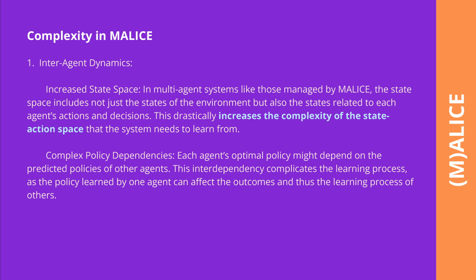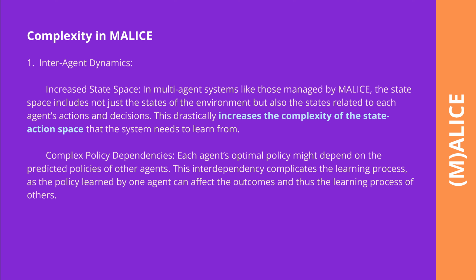Let's talk about again the complexity, because this is really important. We do have inter-agent dynamics. And of course, if you think about it, we have now a significantly increased state space. Because in multi-agent systems that are now managed by MALICE, the state space includes not just the states of the environment, but also the states related to each agent action and each decision. So this dramatically increases now the complexity of the state action space in total that the system needs to learn from.